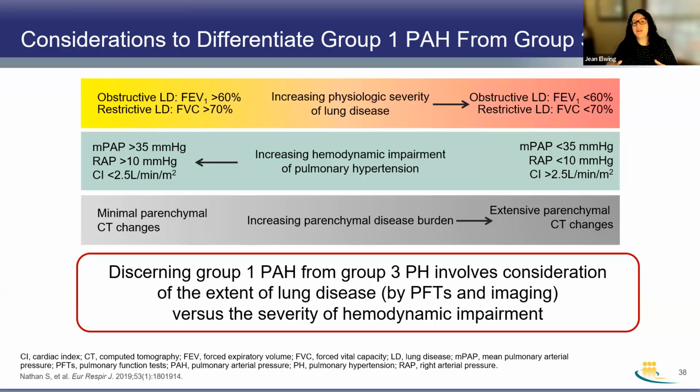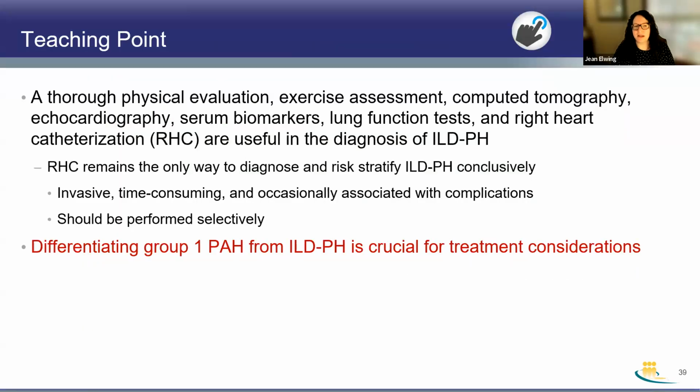And we have to be very good clinicians to try to sort out which direction to take the next step. We need to look at the severity of lung disease, the severity of impairment, and then put it together to try to determine what is driving the patient's symptoms and potentially the pulmonary hypertension. I just want to leave you with from this section a thorough physical exam, exercise assessment, CT imaging, biomarker, lung function, and right heart catheterization are useful and all play a role in understanding ILD-PH.